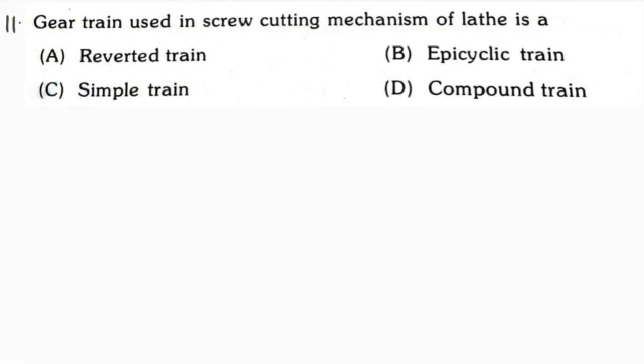Look at the 11th problem. Gear train used in screw cutting mechanism of the lathe. You might have practically done in your workshop. Reverted gear train is used for thread cutting or the screw cutting with the lathe machine. Therefore, anyhow, the reverted gear train is used for screw cutting. Option A is absolutely correct. Let us take another problem.